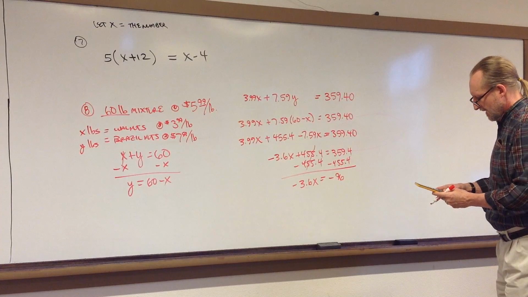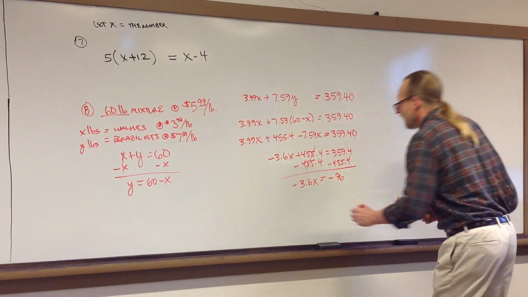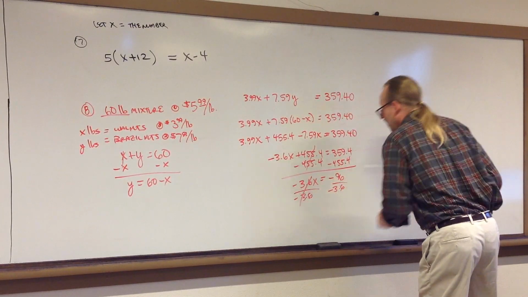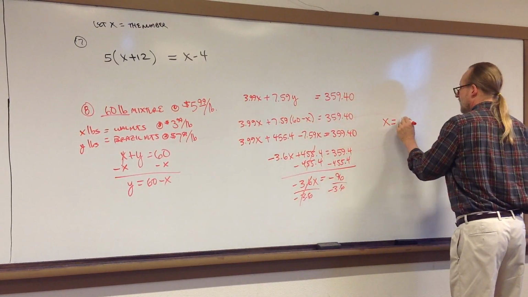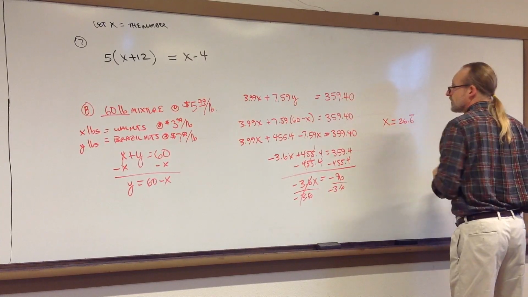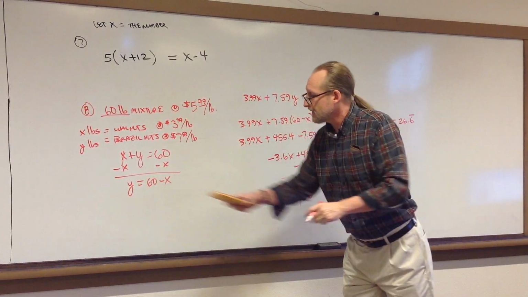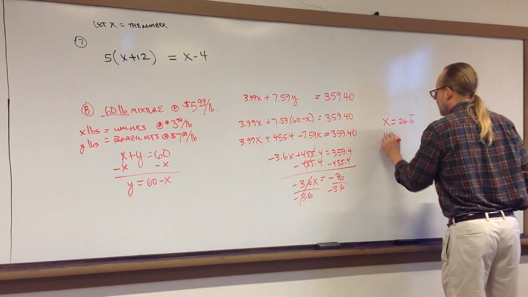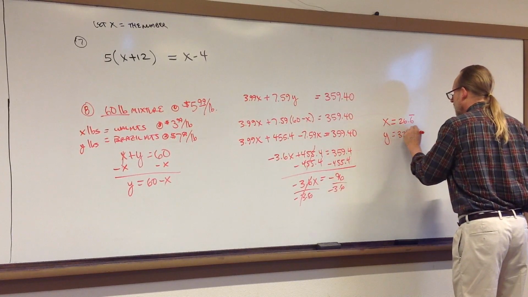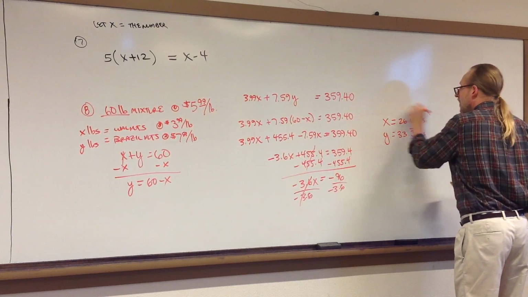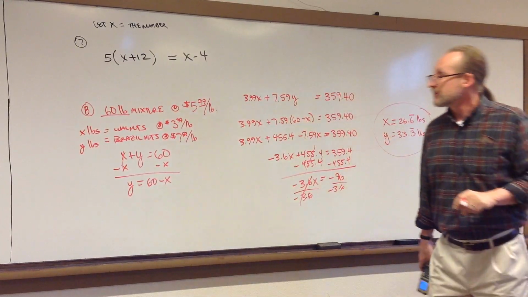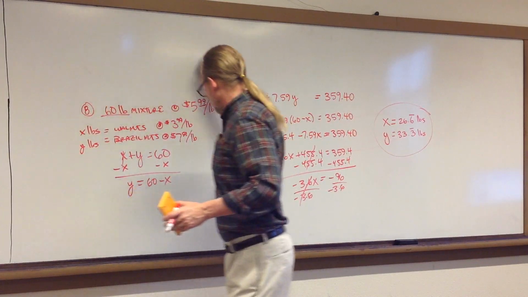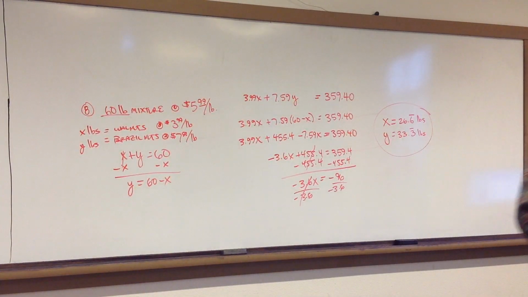And then we divide by negative 3.6. And x is 26 2/3 pounds. And then to find out what y is, we just do 60 minus that. And y should be 33 1/3 pounds for the Brazil nuts. Okay? All right. So that's the first of those two word problems.